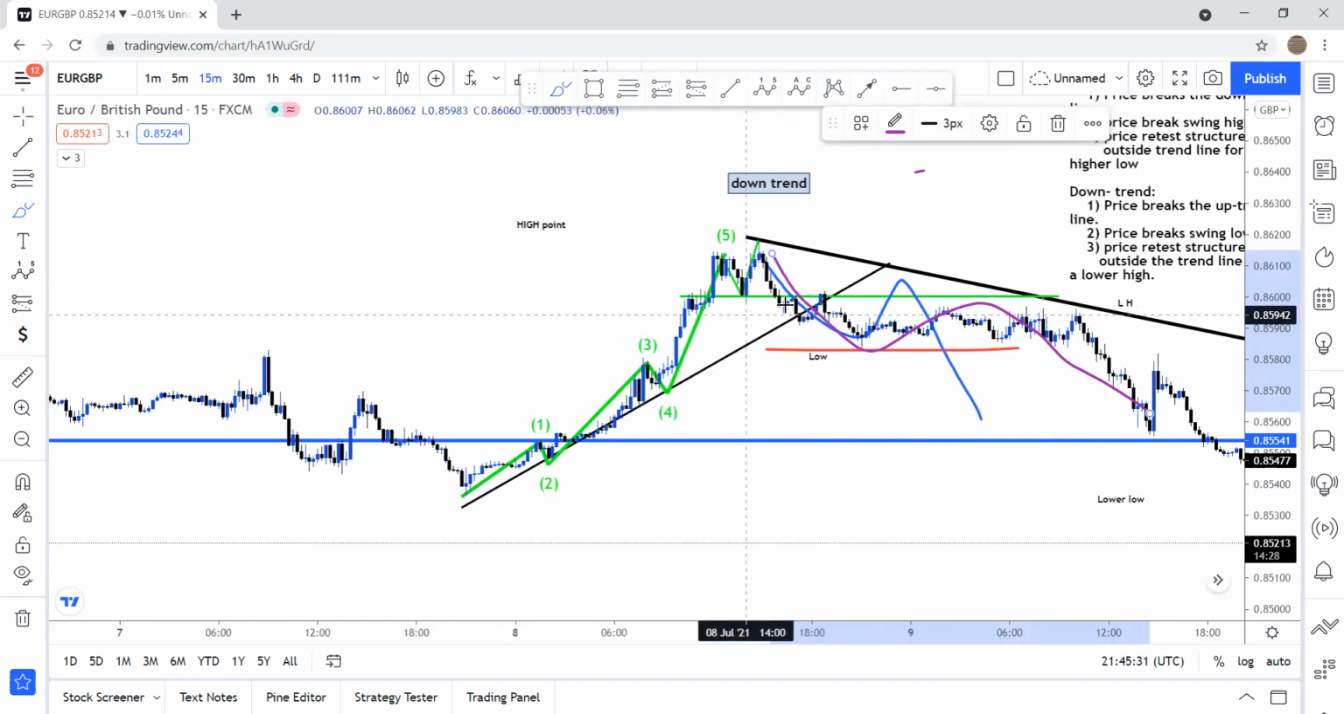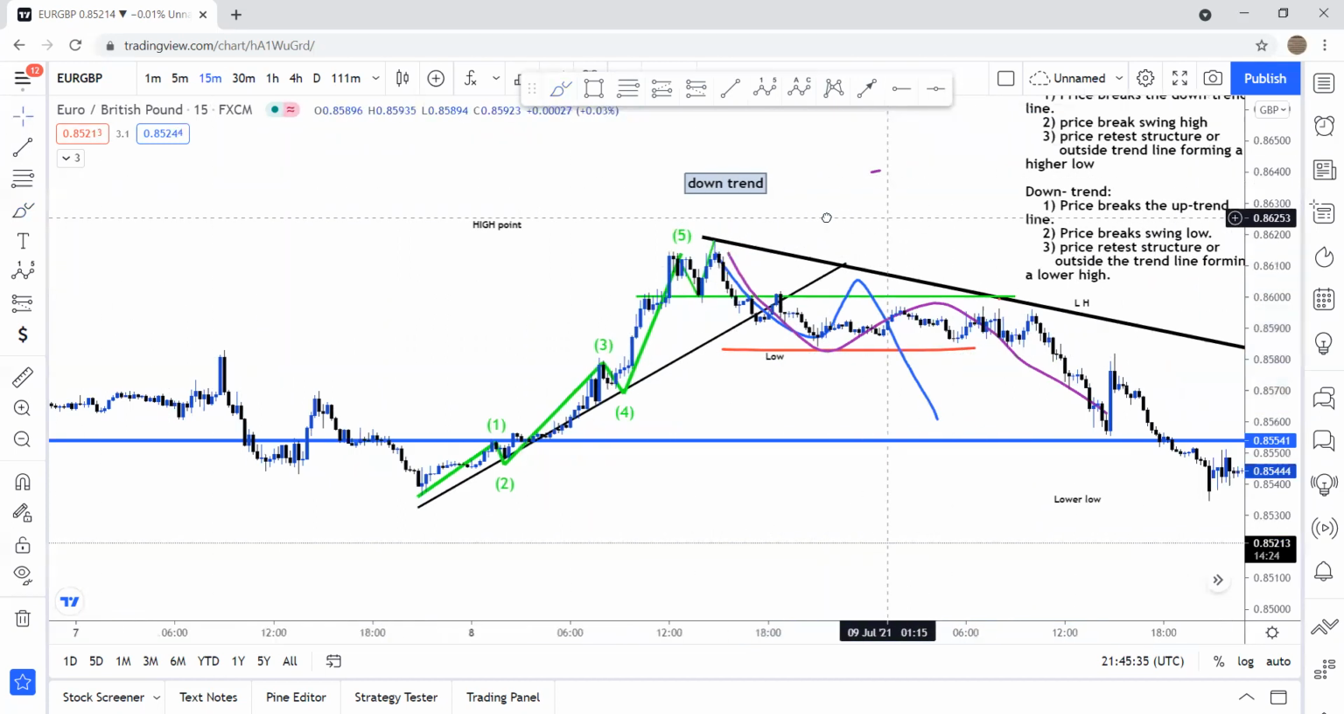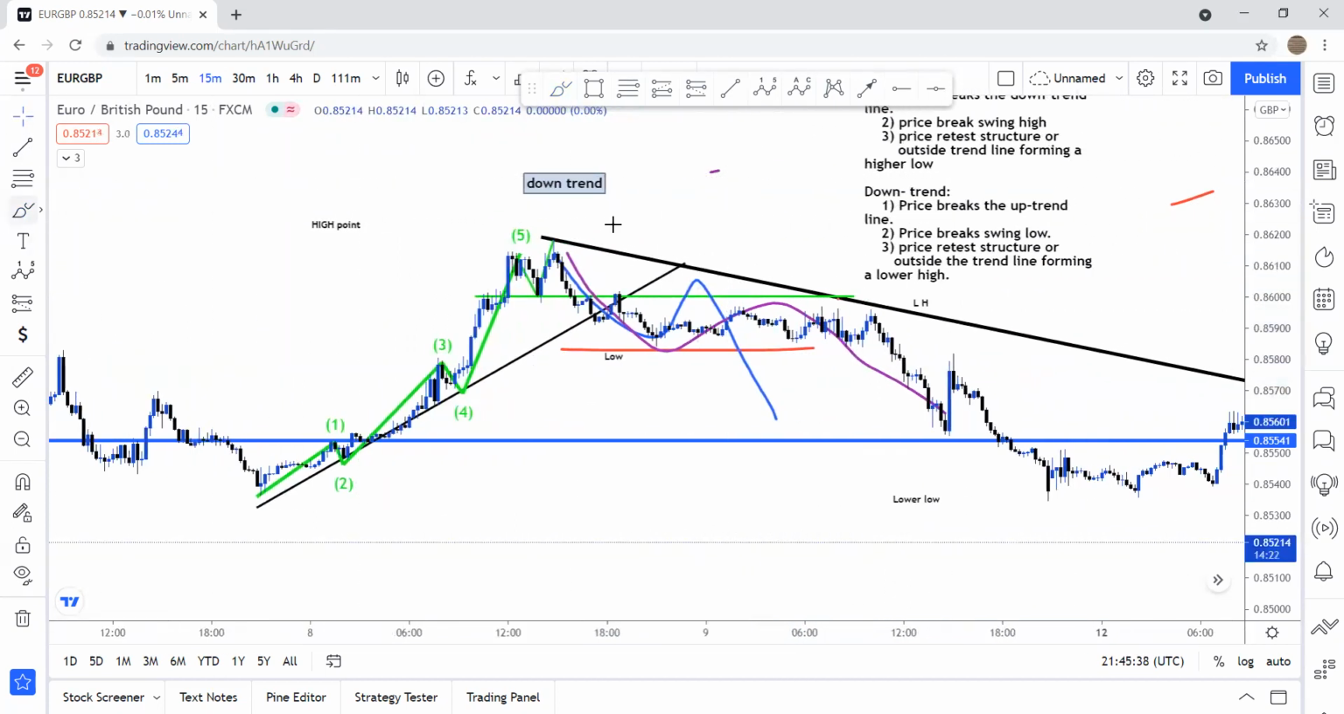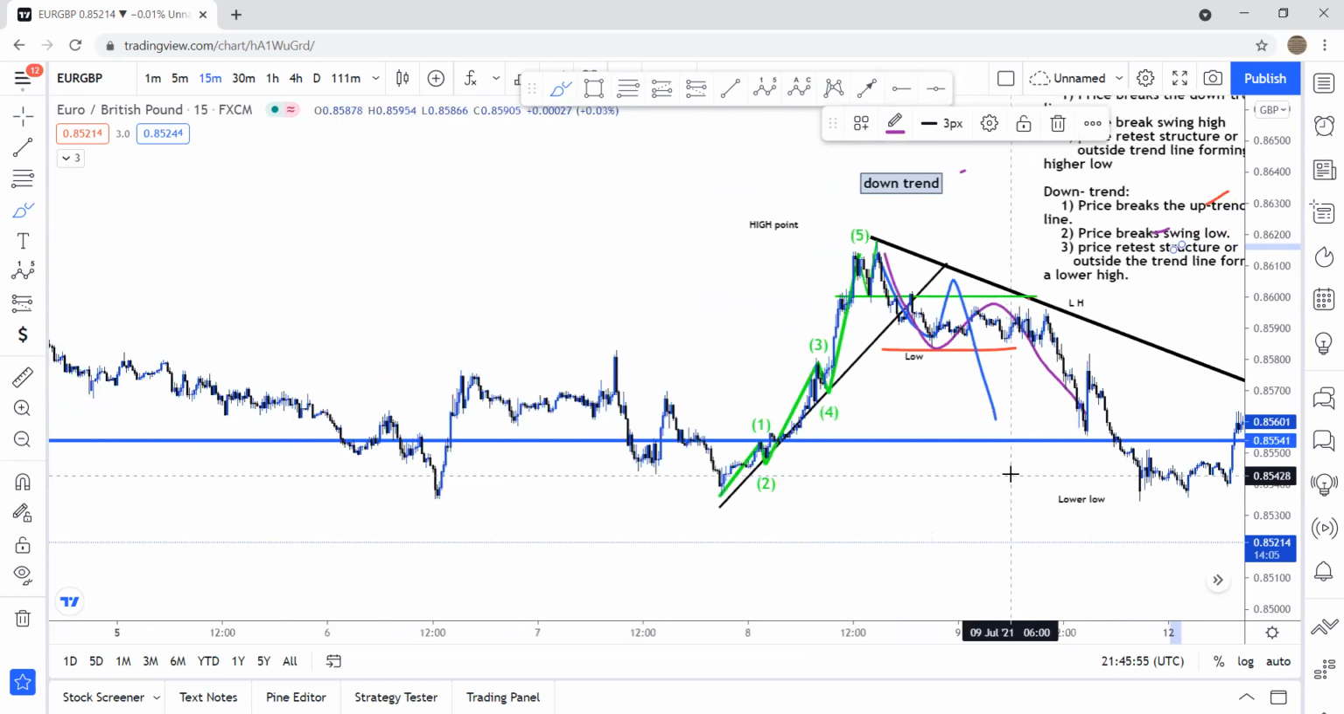But once you get a break off the structure outside the trend line, guys, a downtrend is established and it is confirmed. So once again, we had a break of the uptrend line. We have a break of the swing low, and then we have a break or retest of the structure, and it continues going down. Does that all make sense, guys?